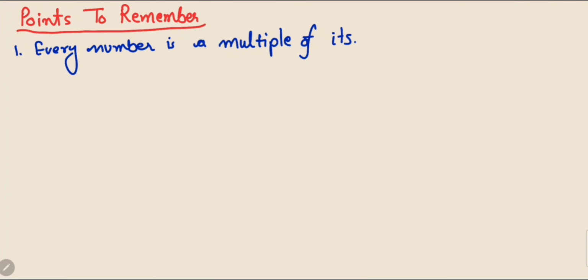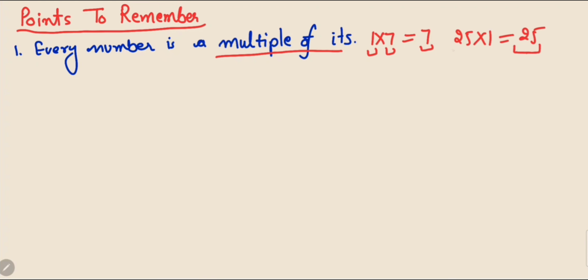Here, every number is a multiple of itself. How? Like 1 into 7, we are getting 7, and this 7 is a multiple of 7 as well as 1. Similarly, for another number, for example, 25 multiplied by 1 is equal to 25, and this 25 is a multiple of 25 as well as of 1.